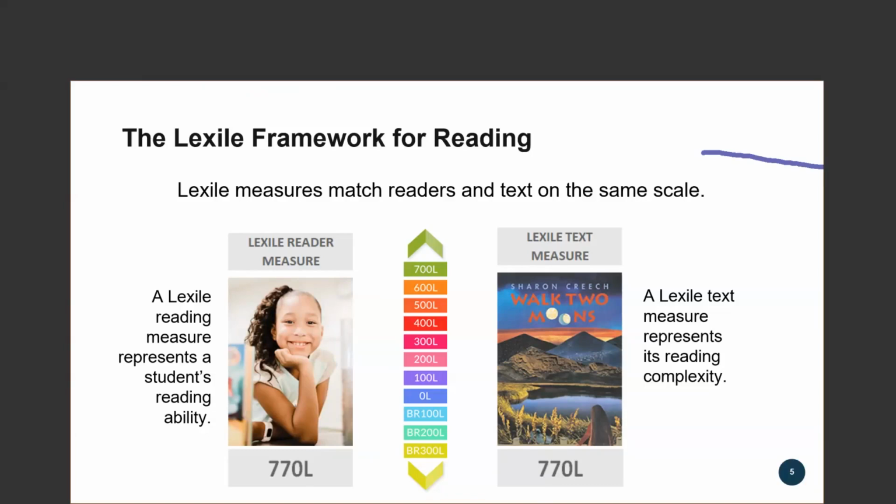Think back to that old Goldilocks metaphor for just a moment, where things are not too hard, not too easy, but just right. That's what that match, the 770 Lexile on the student side and the 770 Lexile on the text side, suggests. In other words, this child is going to see enough familiar vocabulary and simple sentence structure to make reading comfortable, but yet enough new vocabulary and enough more complex sentence structure to continue growing her reading skill at that optimal level. That's our dream. If you think back to the old educational theorist Vygotsky, it's that zone of proximal development. That's exactly what we're going for with these two frameworks.